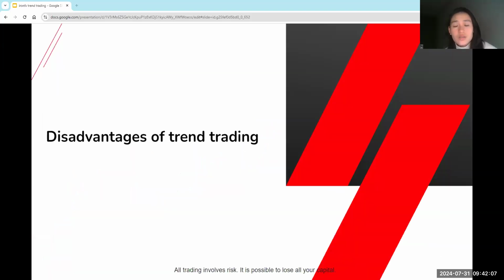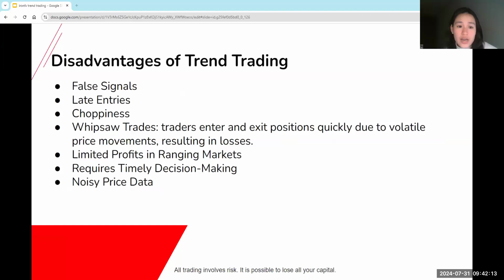Okay, so in the next couple of slides, I'll talk a bit about the disadvantages of trend trading and what you can do to overcome these disadvantages. So firstly is false signals. So we talked earlier that trend trading works best on trending charts. So if you are using these on sideways charts, it might lead to losses due to false signals. Okay, especially if you are making incorrect trend assumptions.